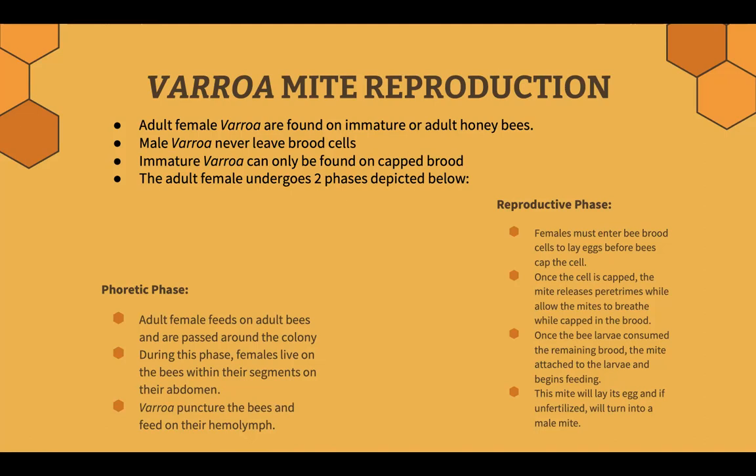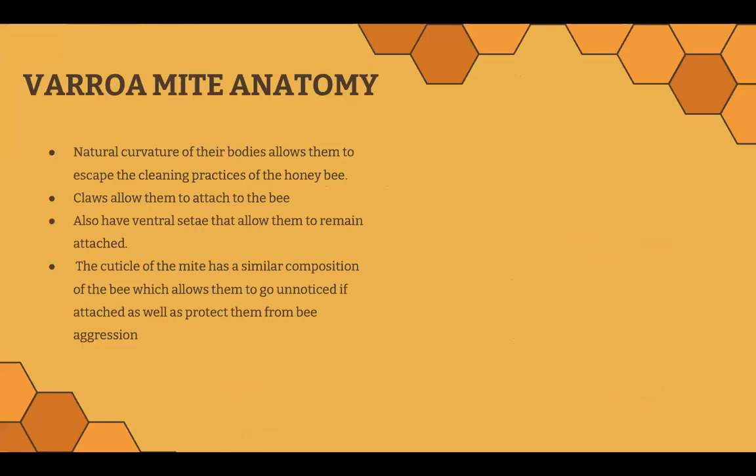Moving on to the reproductive phase, phase 2, females must enter the bee brood cells to lay eggs before bees cap the cell. Once the cell is capped, the mite releases tubules, which allow the mite to breathe while capped in the brood. Once the bee larvae consume the remaining brood food, the mite attaches to the larvae and begins feeding. This mite will lay its egg, and if unfertilized, it will turn into a male mite.